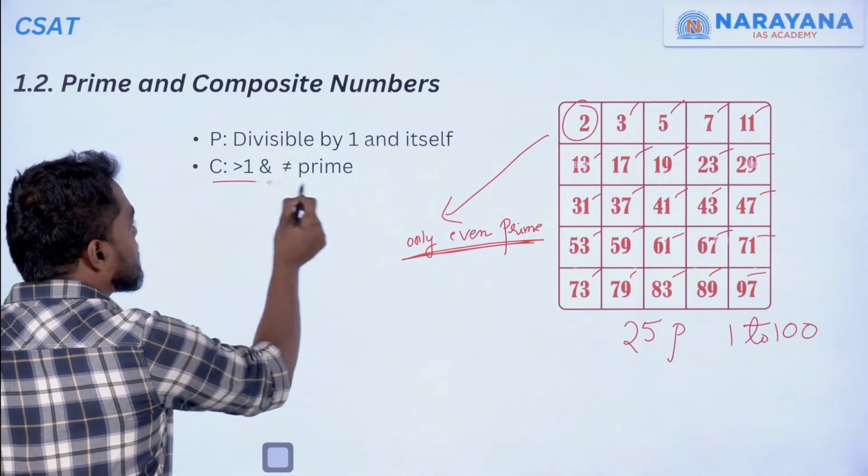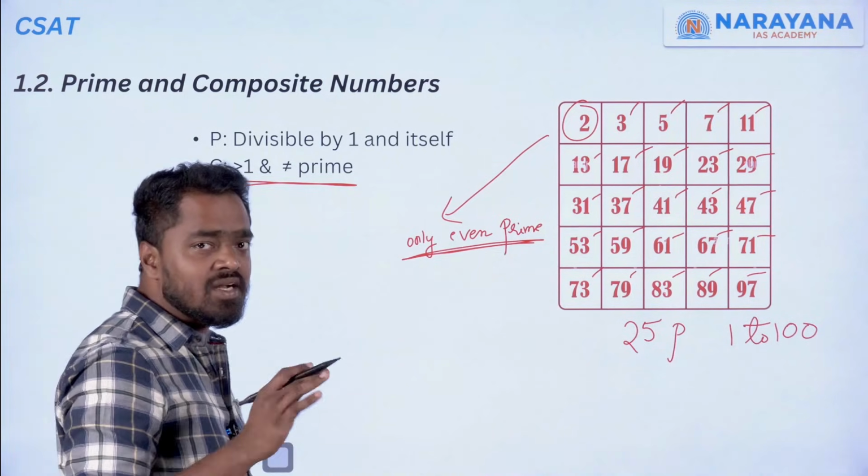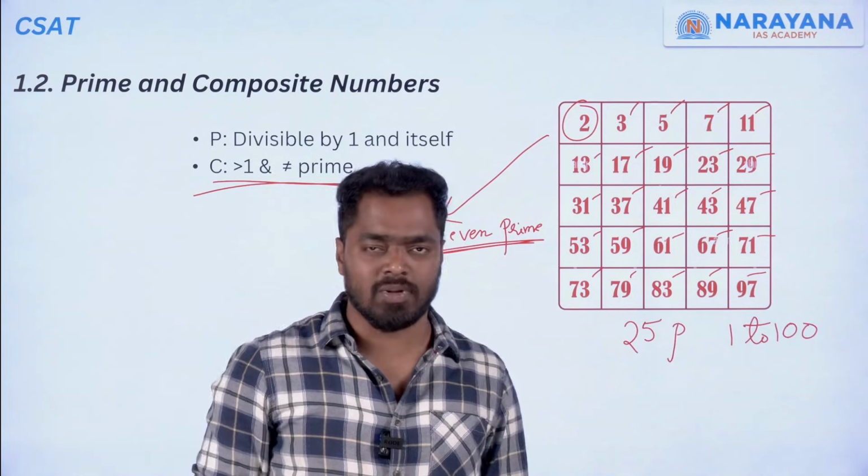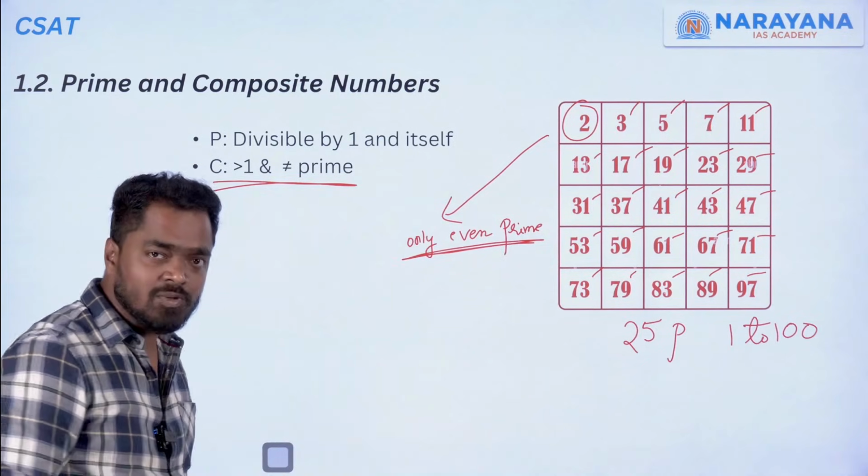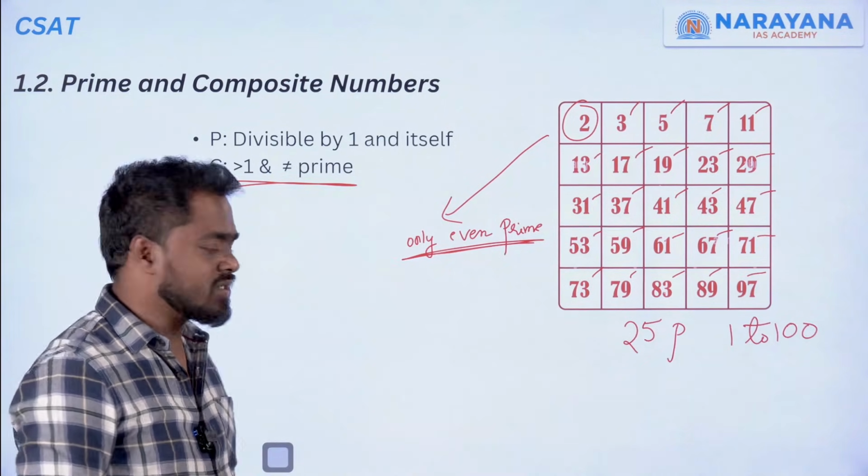And what are the composite numbers? They are numbers greater than 1 and also they are not prime numbers. So this is the concept of prime and composite numbers.